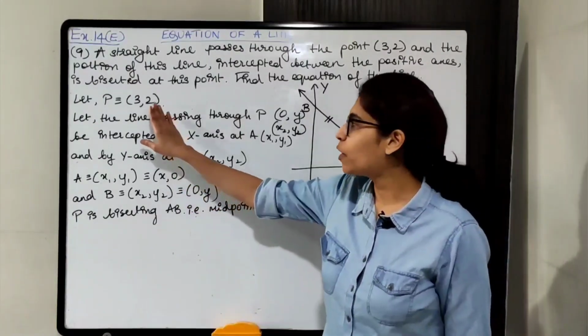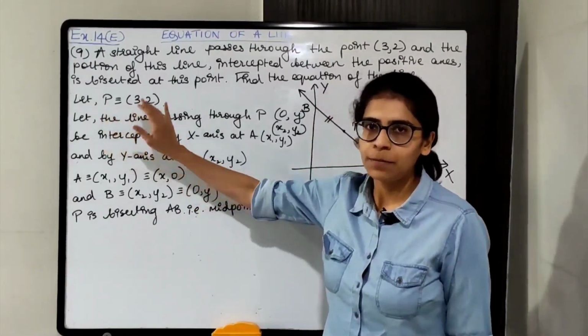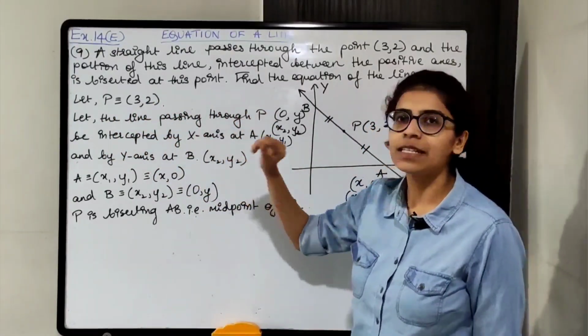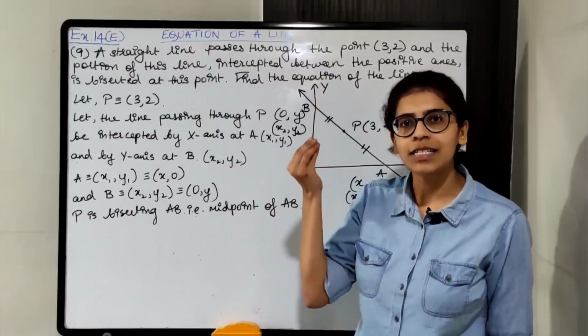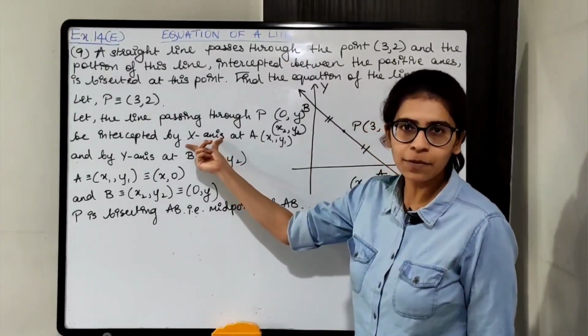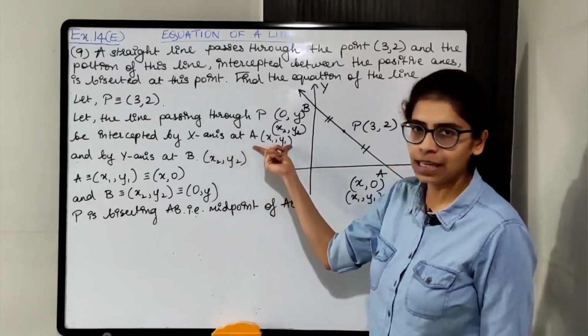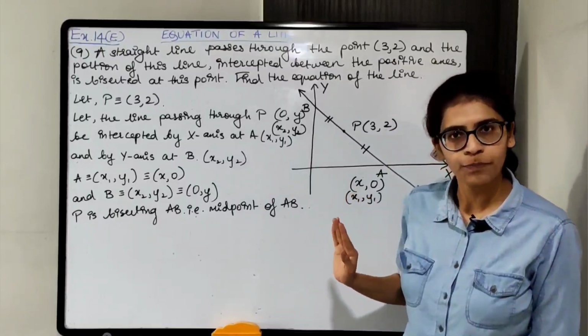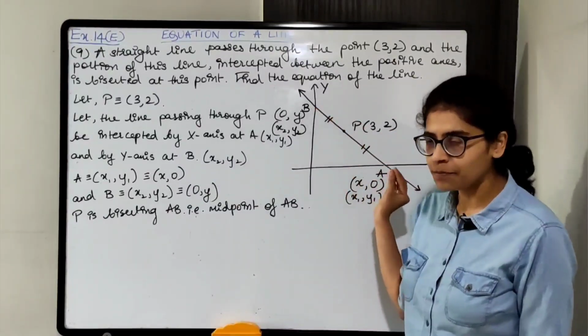We are naming the point 3, 2 as P. So let P be 3, 2. A line is passing through point P and it is intercepted by both the axes, x-axis and y-axis. So let it be intercepted by x-axis at A, x1, y1 and by y-axis at B, x2, y2. Okay, we are naming the 2 points.